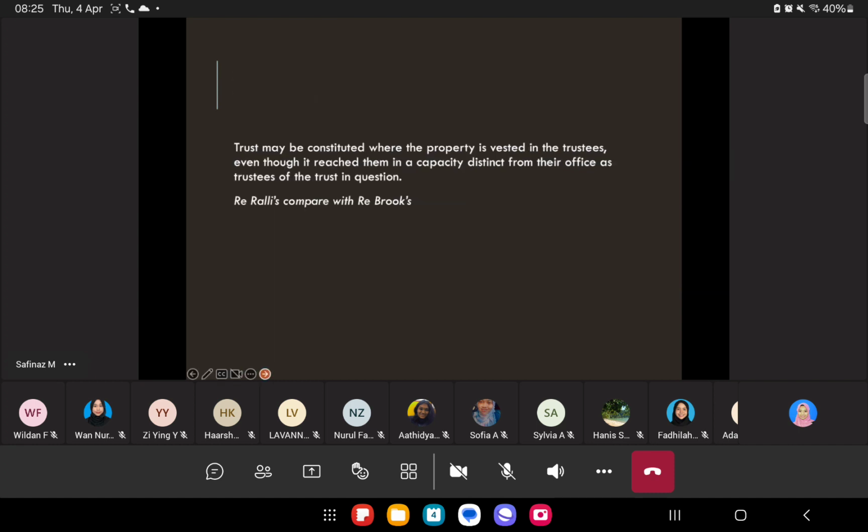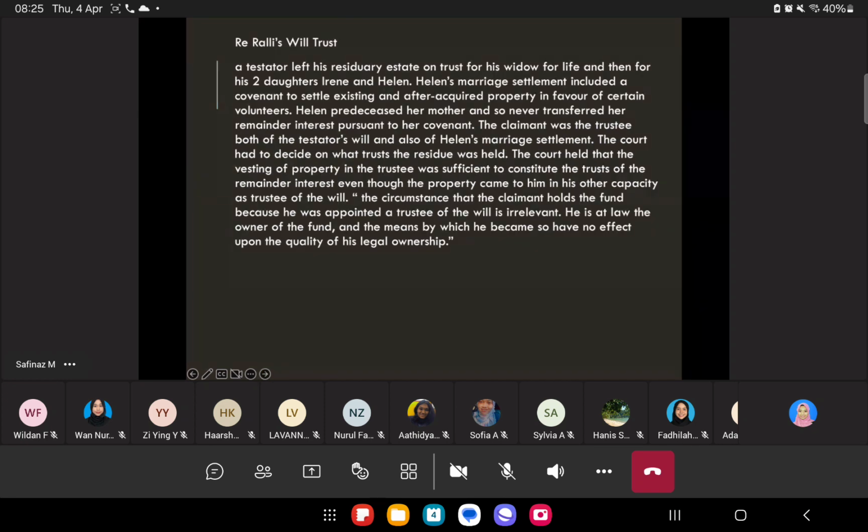Okay, kita tengok dua case ni kita kena compare. Re Ralli's Will Trusts. Okay. Dalam kes ni, a testator left his residuary estate on trust for his widow for life, and then for his two daughters, Irene and Helen. Helen's marriage settlement included a covenant to settle existing and after acquired property in favor of certain volunteers.